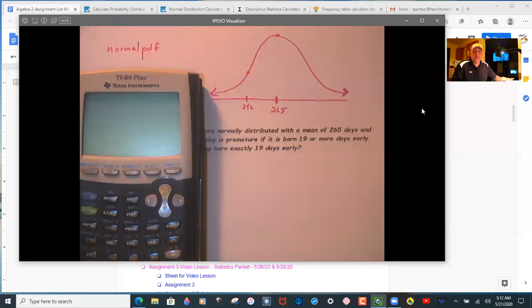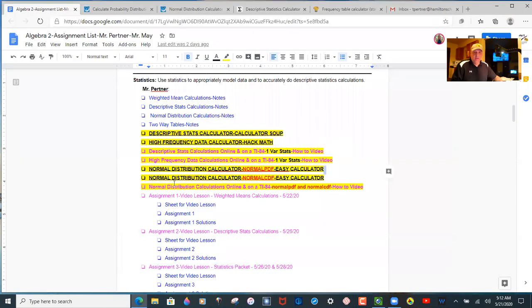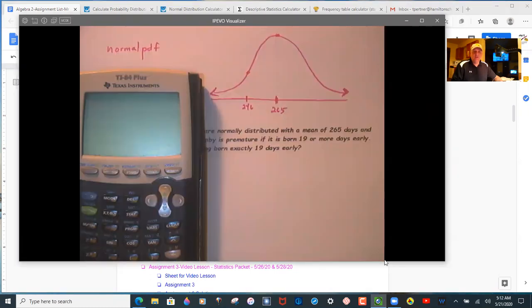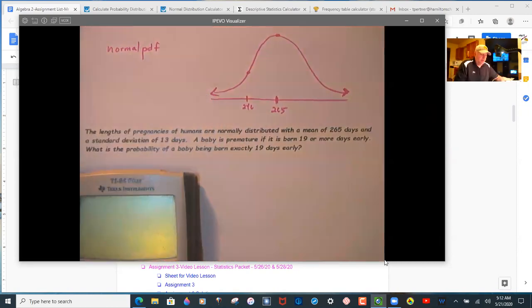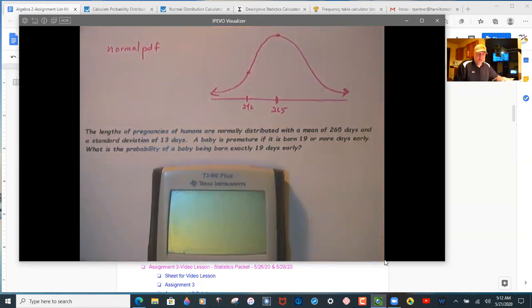So this is a video on how to do the normal PDF calculation using a calculator or an online calculation tool. It is on our document right here, where you see the normal PDF easy calculator. This is one normal PDF calculation that you will not use real often, but there will be a couple of problems. Here's a sample problem.